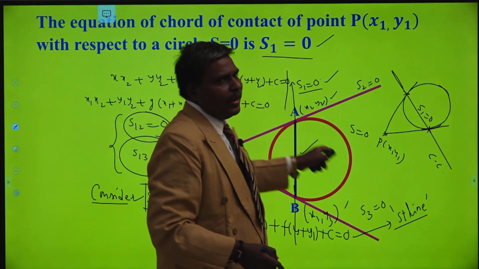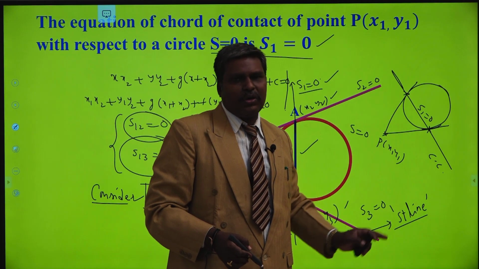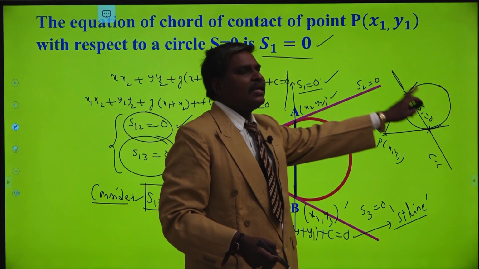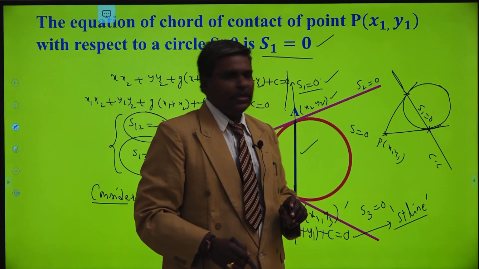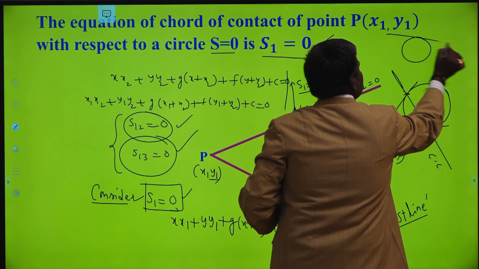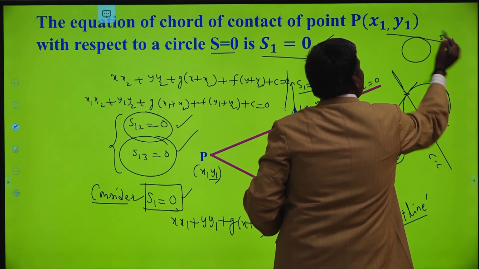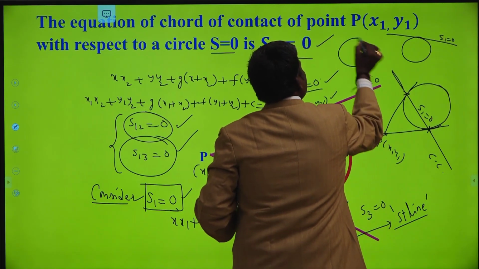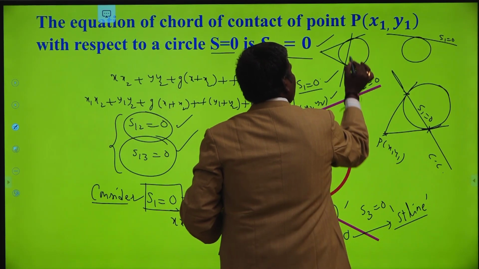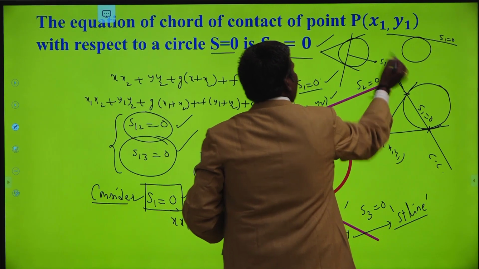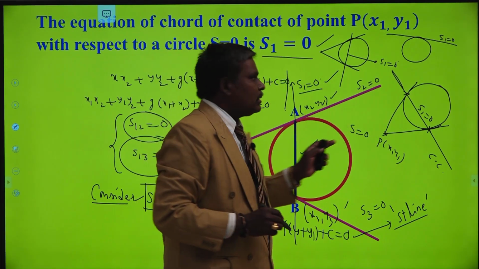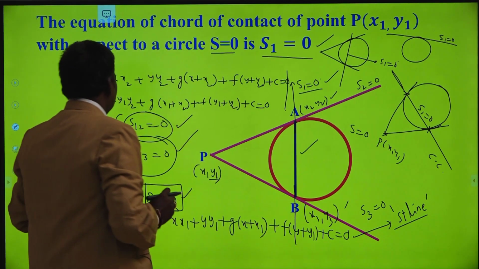So at the point (x1, y1), the equation is S1 = 0. The equation of the chord of contact of P(x1, y1) is also S1 = 0. See here, this is the circle. When your point is on the circle, the tangent equation is S1 = 0. Here your point is outside the circle, and even so, the equation of the chord of contact is also S1 = 0. Why are these two equations the same? Let us see within 10 minutes.